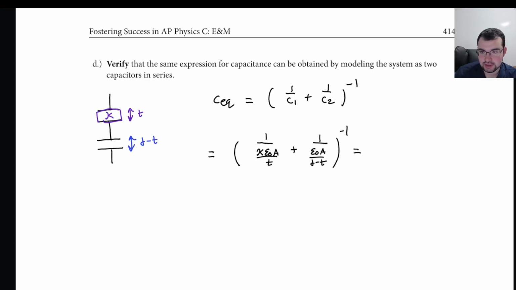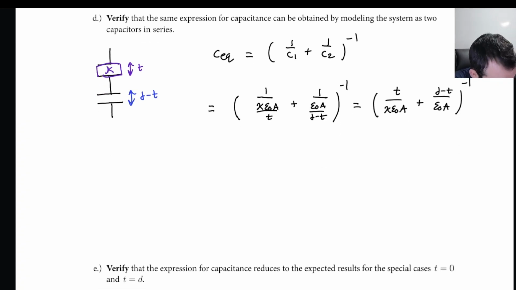And now we'll start to simplify some things. Notice we have some double denominators or compound fractions. If you have 2 denominators, you can always move the second denominator up as a numerator. So we can write this as T divided by kappa epsilon naught A plus D minus T over epsilon naught A, to the minus 1.